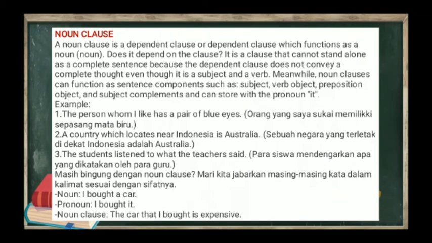And then noun clause. A noun clause is a dependent clause which functions as a noun. Does it depend on the clause? It is a clause that cannot stand alone as a complete sentence because the dependent clause doesn't convey a complete thought even though it has a subject and a verb. But a noun clause can function as a sentence component such as subject, object, preposition object, and subject complement, and can start with the pronoun it.